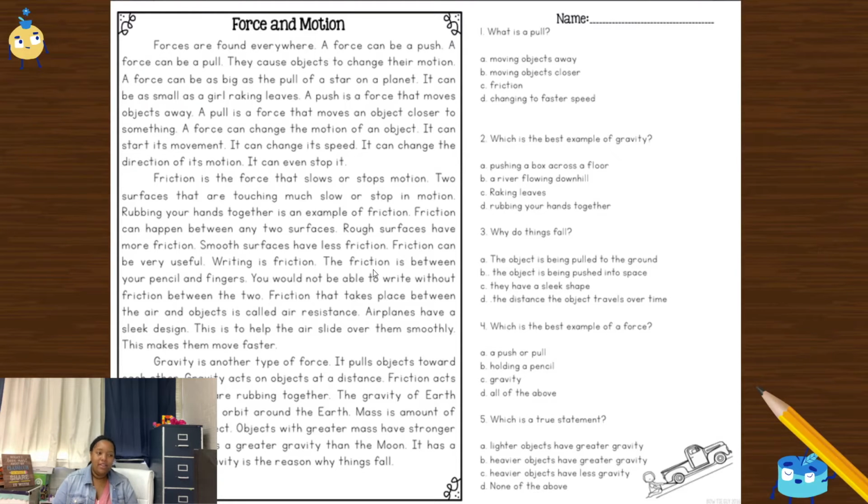B, the object is being pushed into space. C, they have a sleek shape. Or D, the distance the object travels over time. I'm gonna go with A. That's the most sensible answer. I know that gravity makes things fall and come to the ground, just like A says.